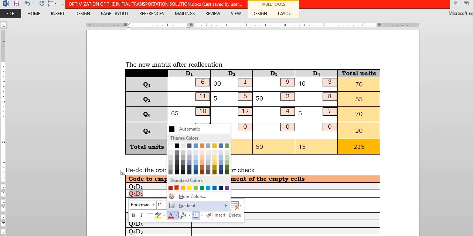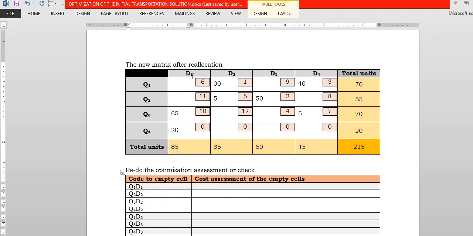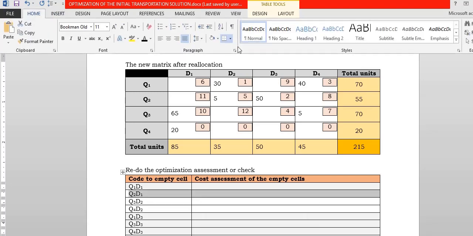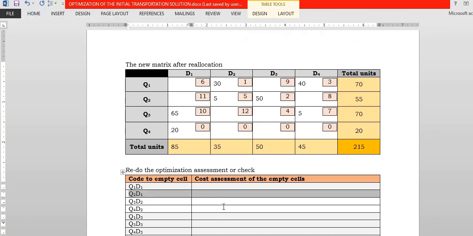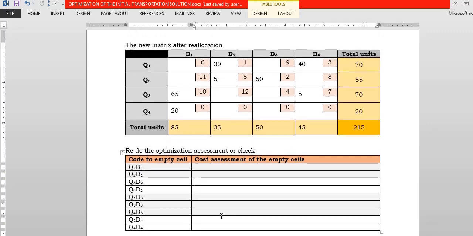Let me see. So if you look at the first column, we have two cells this time around. We have Q1 D1 and Q2 D1. Okay, so this is now first column. Then second column we have 2 again, which is Q3 D2 and Q4 D2, and the rest I think I did not change. The third column we have Q1 D3, Q3 D3 and Q4 D3, then Q2 D4, and Q4 D4.